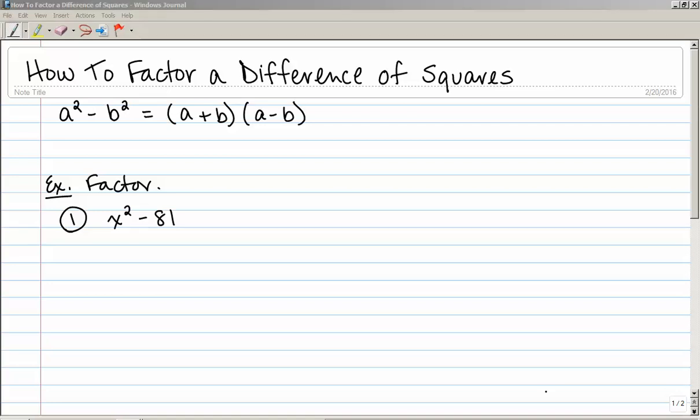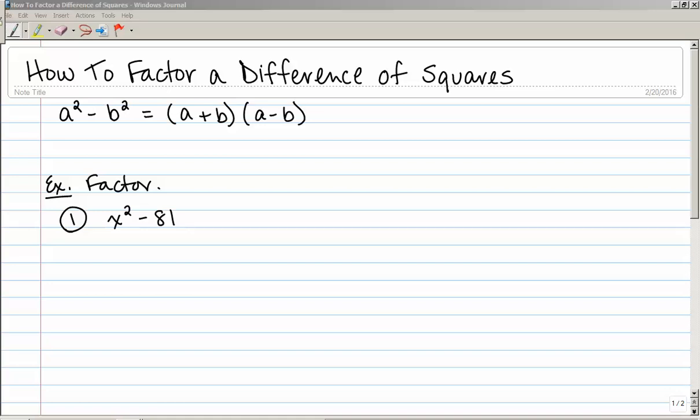Here's how to factor a difference of squares. Recall that a difference of squares is two terms that are perfect squares that are subtracted from each other. So a squared minus b squared is a difference of squares, and that factors into a plus b times a minus b. Let's take a look at some examples.